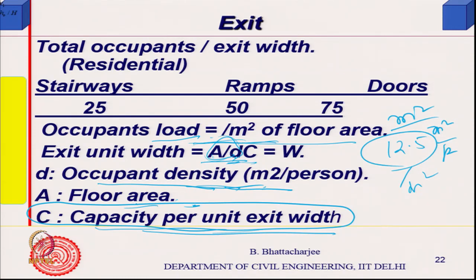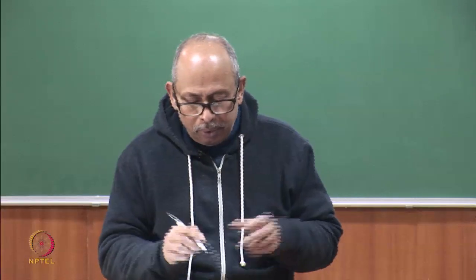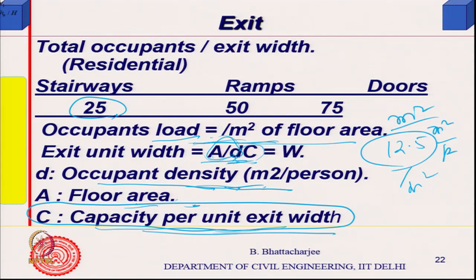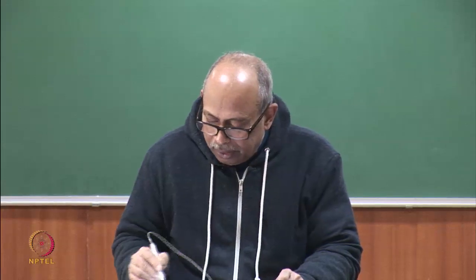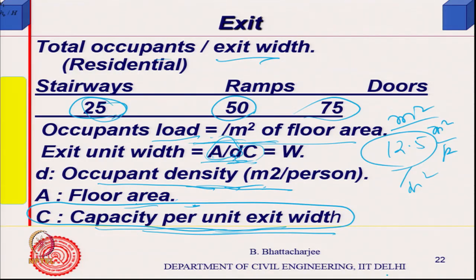C is the capacity per unit exit width. For a given type of occupancy, I need to know the type of staircase. Let us say it is 25 persons per unit exit width for residential, 50 for ramps, 75 for doors. These guidelines are based on ergonomics, on how many people can move around. If it is 25, divide the persons by 25 and you get the number of exit widths, and each exit width is 50 centimeter.